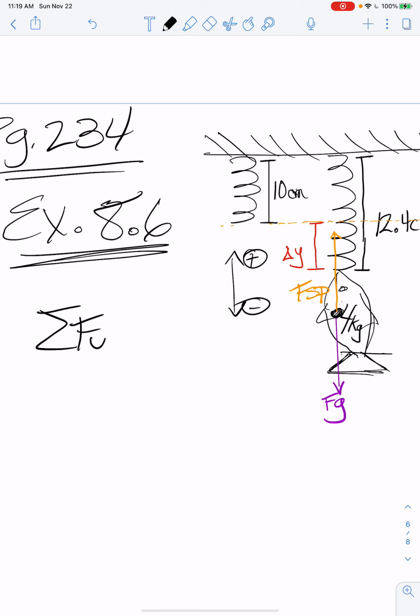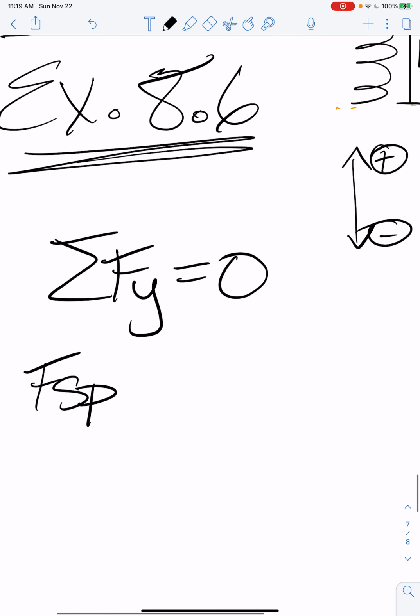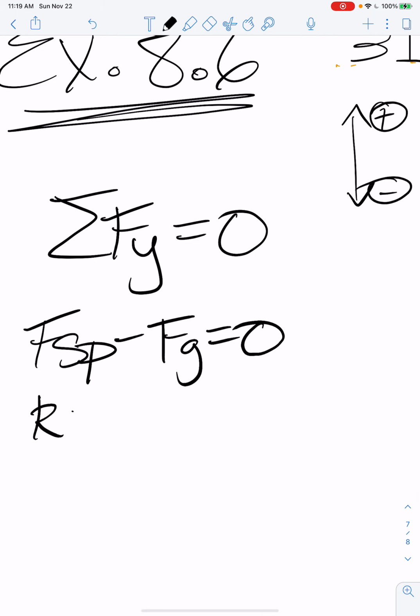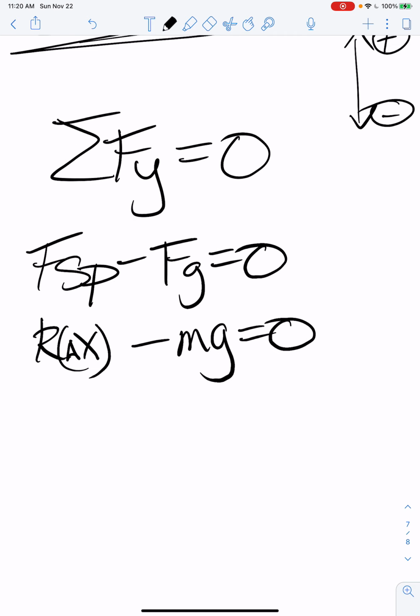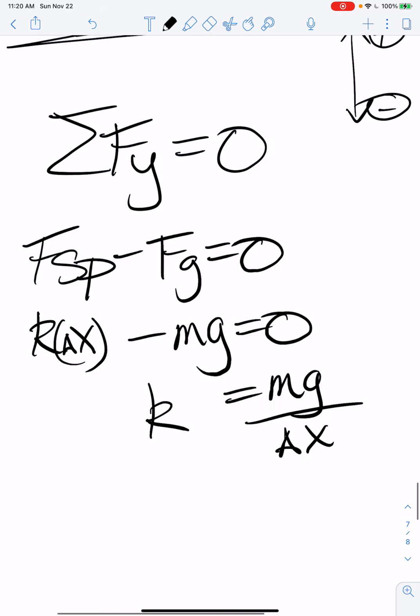We know it's in equilibrium, so sigma Fy is going to equal 0. Force spring is an upwards force, so I'm going to make it positive. Once again, I'm not worrying about the negative on the kx. The negative sign is taken care of right here in this formula, where I'm putting a positive sign on force spring and a negative sign on force gravity, set equal to 0. Force spring is equal to kx, or k delta x, minus mg. We want to know what k is, so kick mg over to the other side, and divide by delta x. We get k equals mg over delta x.